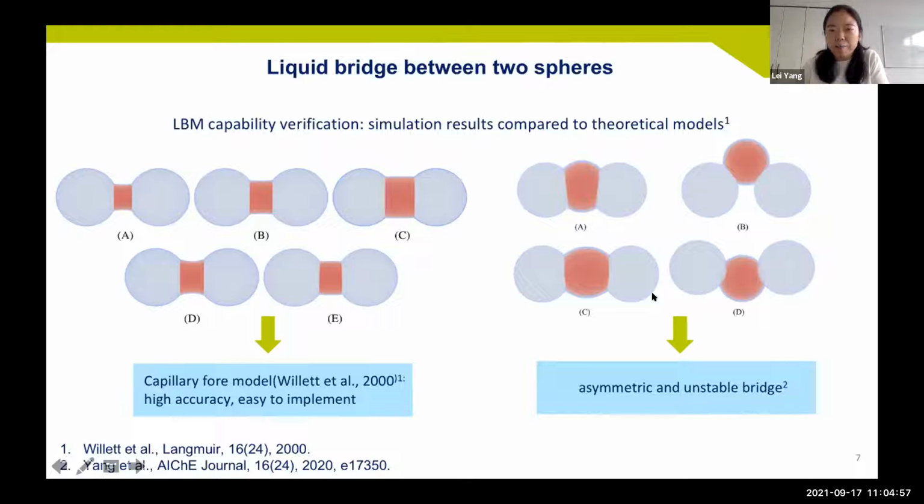We also find that in some cases, especially when the contact angle is high and the separation distance between two particles is small, there exist asymmetric liquid bridges. In this case, all the theoretical models will fail, because in the theoretical models the capillary force is calculated based on a symmetric liquid bridge. Interested readers can refer to our recently published papers.